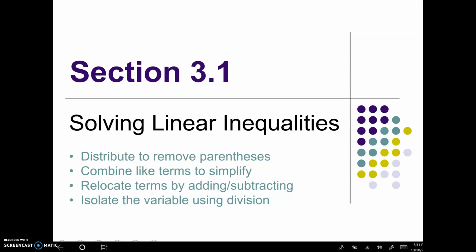We still need to distribute so that we can remove parentheses and have our terms free to move around. We're still going to need to combine like terms to simplify each side. That's really just cleaning up each side of the inequality. We'll relocate terms by adding or subtracting, and that's really in an effort to move letters to the left and numbers to the right. And then we're going to isolate the variable or get it by itself by using division. So let's look at an example of how that might work.